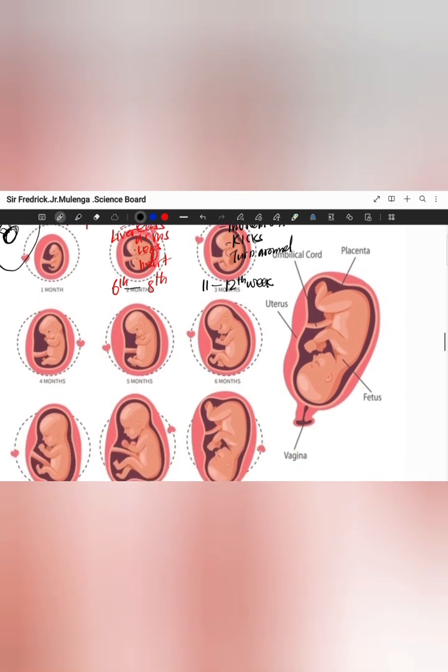In the fourth month, this is about the 16th week. What do we see there? The reproductive system starts to form. Okay, so they start to develop. At this stage also, the fetus can now produce some sounds.